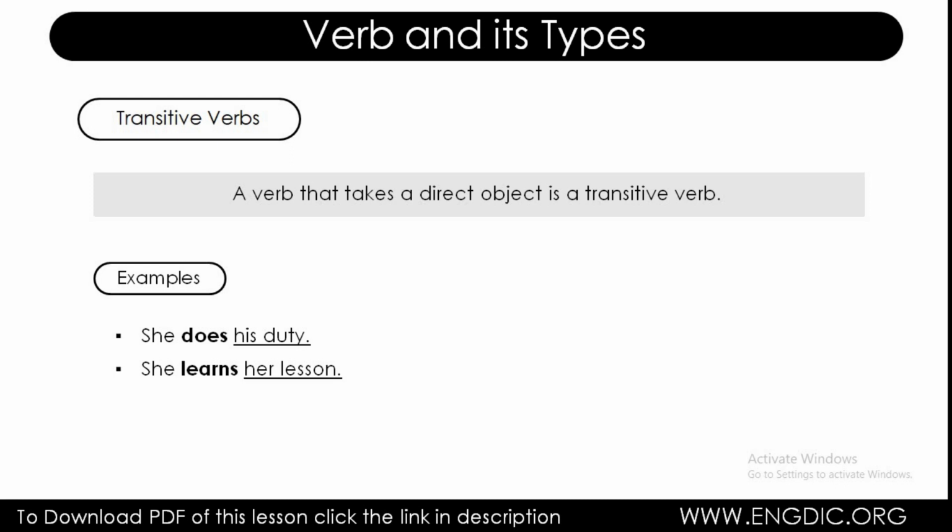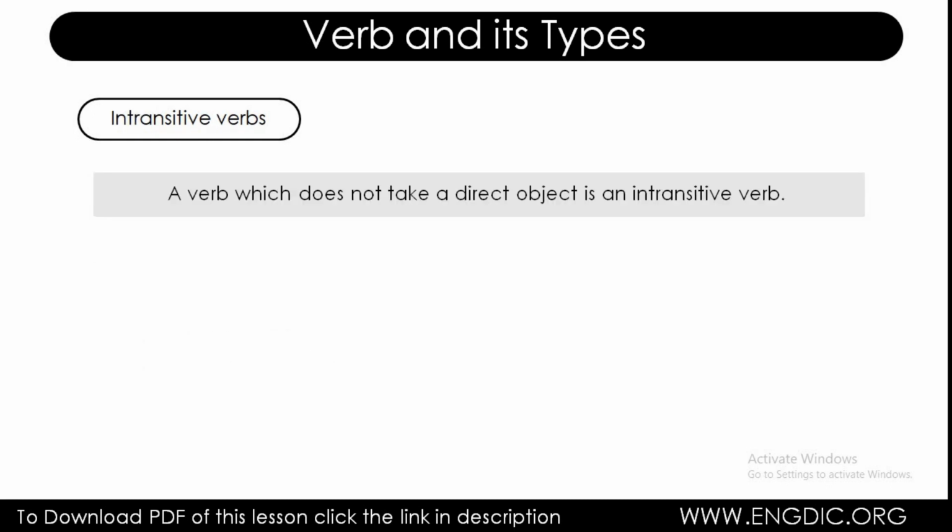Now let's look into the next type of action verbs, which is intransitive verbs. A verb which does not take a direct object is an intransitive verb. So it's an action verb without a direct object. For example, he runs fast. Here, runs is the intransitive verb as there is no direct object linked with it. He walks slowly. In this sentence, walks is the intransitive verb.